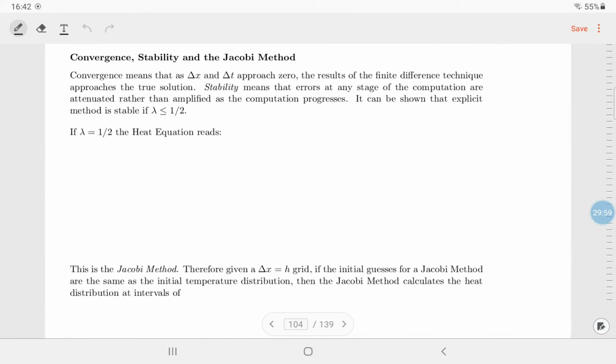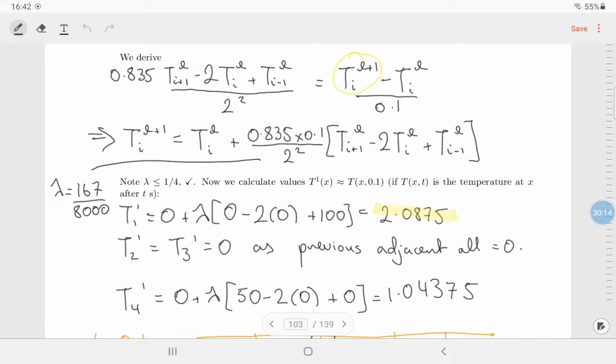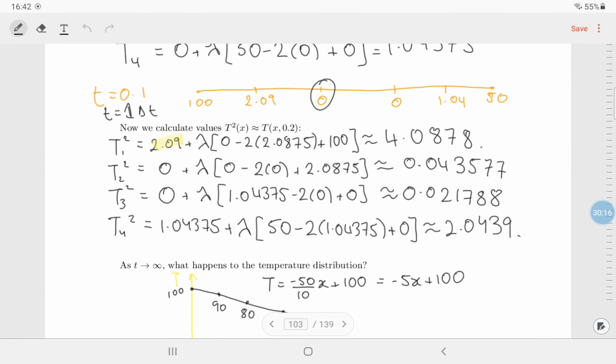And then what have we got here? So convergence means that as delta x and delta t approach 0, the results of the finite difference technique approach the true solution. So when you're calculating these temperatures, look at these numbers here. They're not very accurate because the delta x is big.